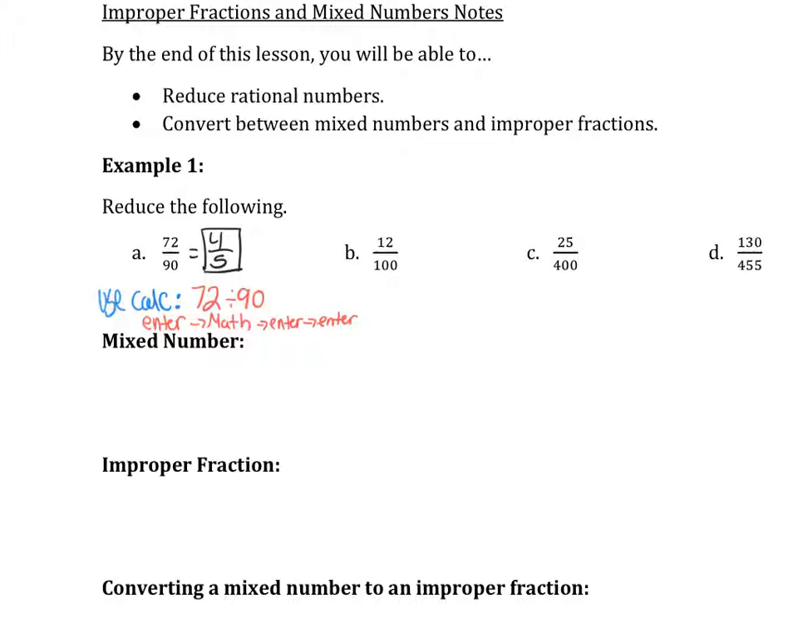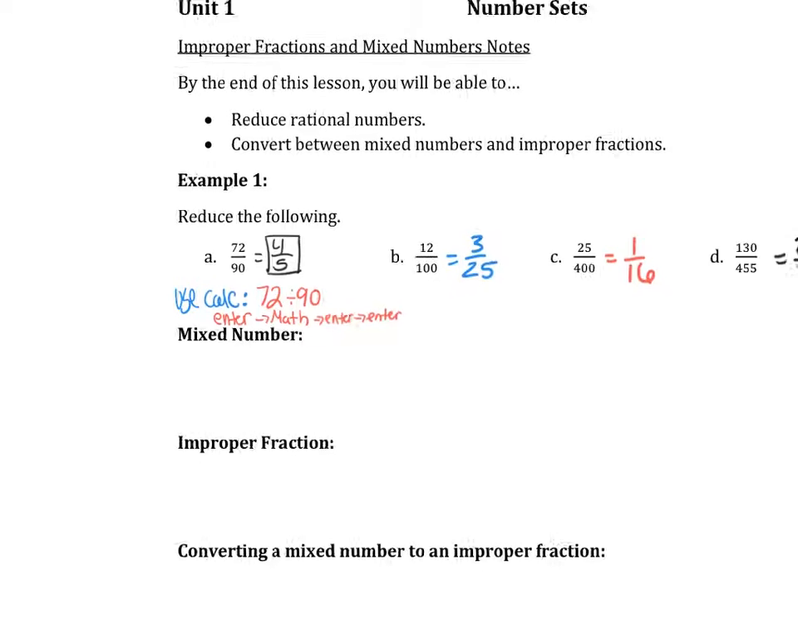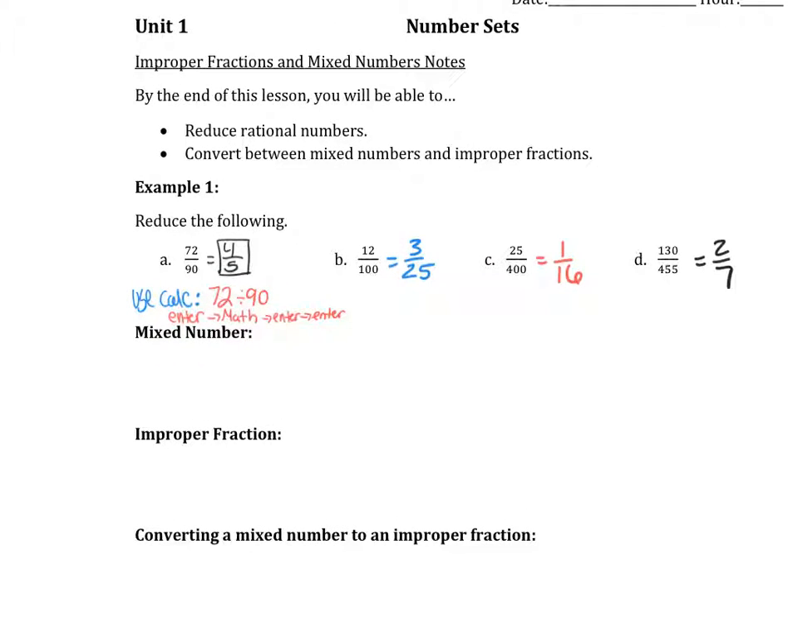Okay, so for B, you should have ended up with 3/25. C was 1/16. And D was 2/7. Do you have any questions about those? So if you're asked to just reduce a fraction, then it is totally fine just to use your calculator. You just got to make sure you're typing everything in correctly. And so since you're using your calculator, there's not really much work you have to show, which is fine. But also if you want to do it by hand, that's fine too. It's personal preference, whatever you want to do.